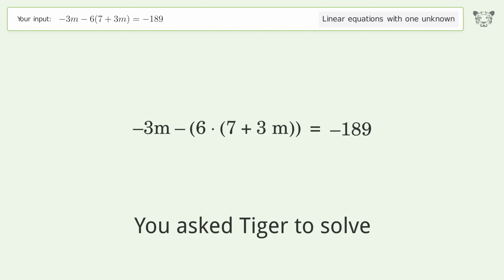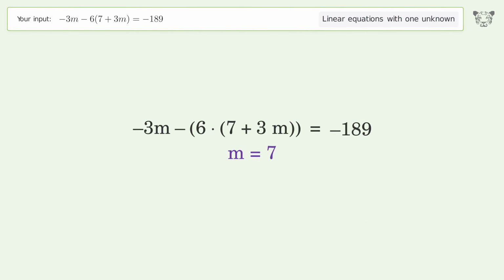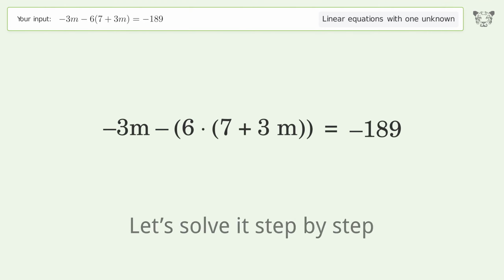You ask Tiger to solve this. It deals with linear equations with one unknown. The final result is m equals 7. Let's solve it step by step.